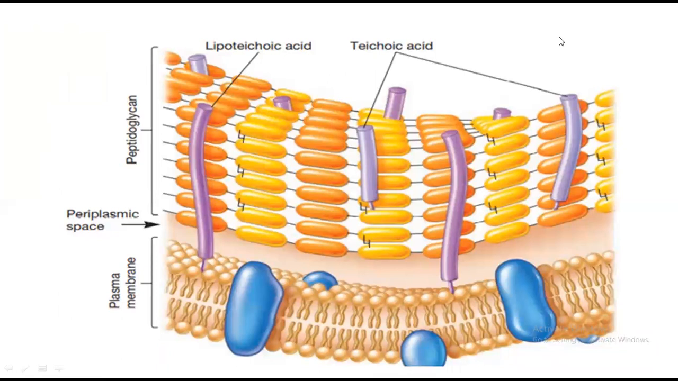First of all, you should know where the peptidoglycan layer is present in gram-positive bacteria. It is the outermost layer, and it is very thick. It is thick because it consists of 45 to 50 sheets of peptidoglycan. This is the first sheet, this is the second sheet, this is the third sheet, and so on, about 45 to 50 sheets.